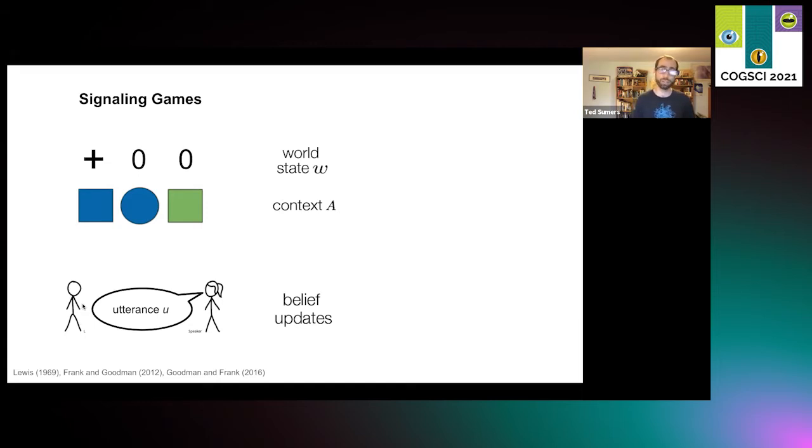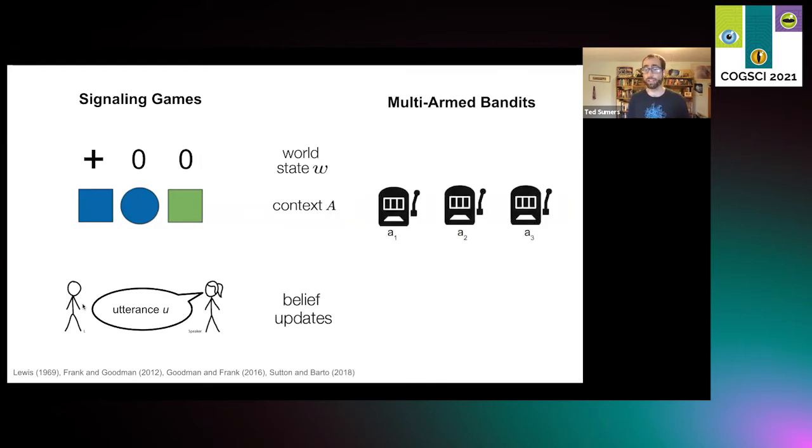For a more complex decision setting, we turn to multi-armed bandits. In multi-armed bandits, an agent makes a choice from a series of actions, but these actions have more complex payoffs, either probabilistic or scalar values.